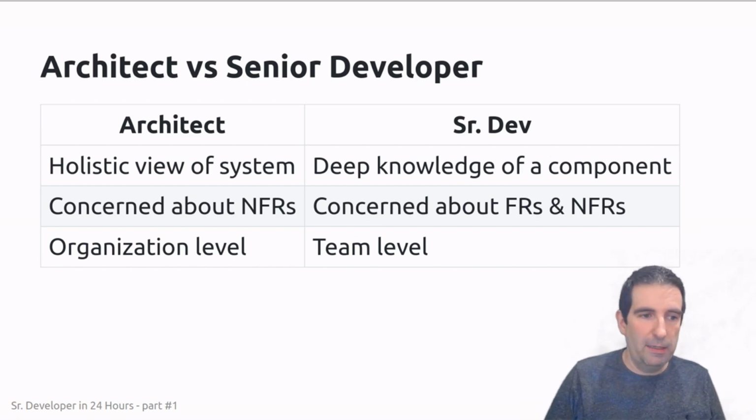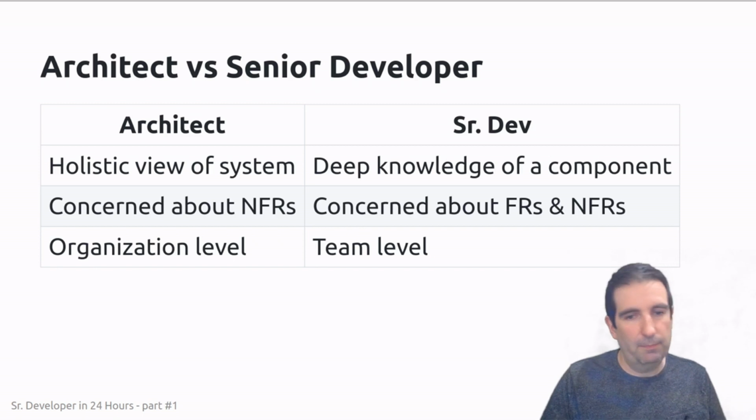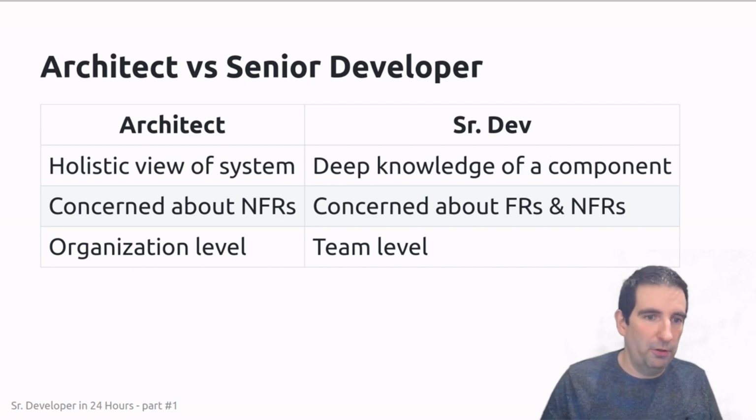Architects tend to be a lot more concerned about non-functional requirements. For example, is the system going to be reliable? Is the system going to be scalable? Is it going to be secure? Things like that. Senior developers have to balance things a little bit more. They have to work on the functional requirements, but they also have to keep in mind the non-functional requirements. And again, in a lot of these areas, the architect should work side by side with the senior developers to be able to achieve the goals of the organization.